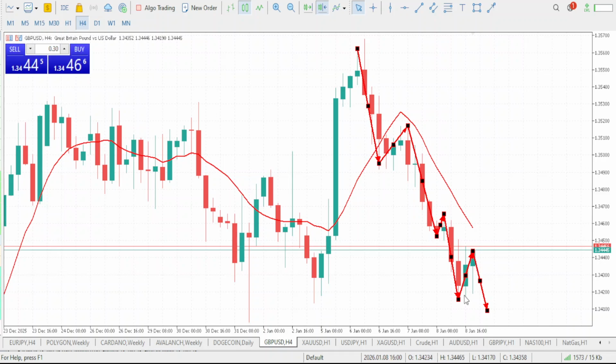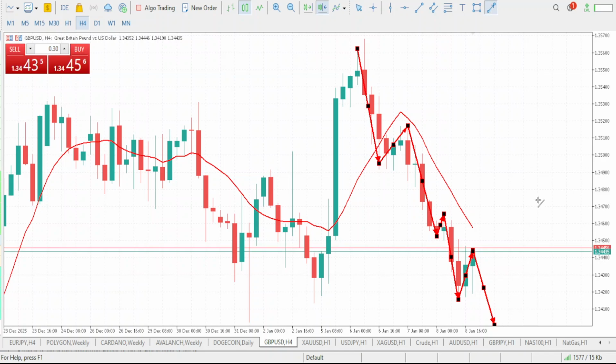So one more sell. Once that one more sell plays out, then we can start looking for a buy opportunity that will eventually push up. More updates will be covered on this.